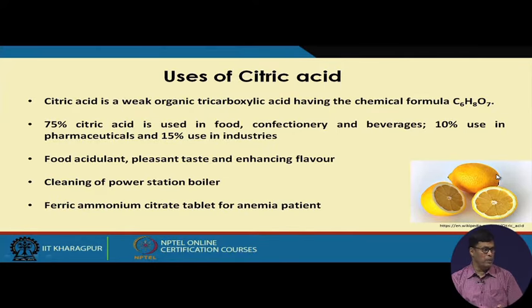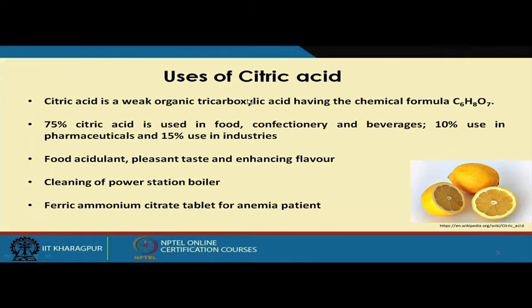So now let me talk about uses. I told you that citric acid has tremendous potentiality in the market. It has different uses, and I worked with Citrugia Biochemicals, which is located in Surat, in collaboration with John and Starch Limited, UK. Now the use of citric acid: citric acid is a weak organic tricarboxylic acid having the empirical formula C6H8O7.